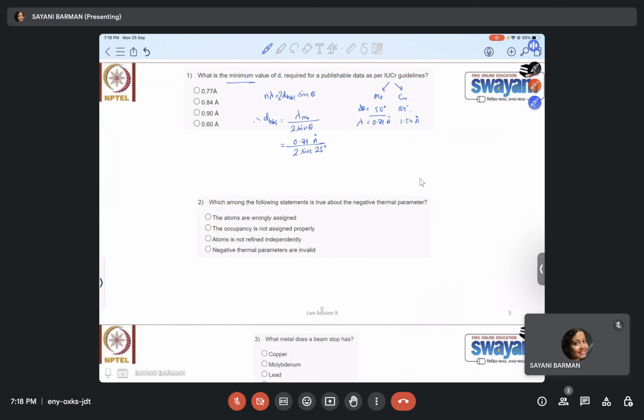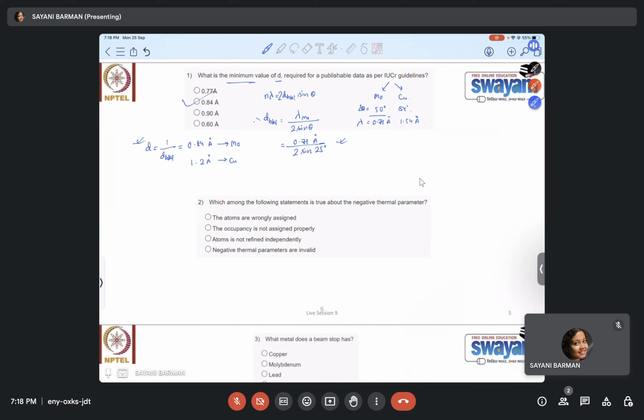The minimum value of D is written as, so D is 1 by d-hkl. If you do this, you will get 0.84 Angstrom. So the answer is this. This is for molybdenum, and if you use the copper source, it comes to around 1.2 Angstrom.